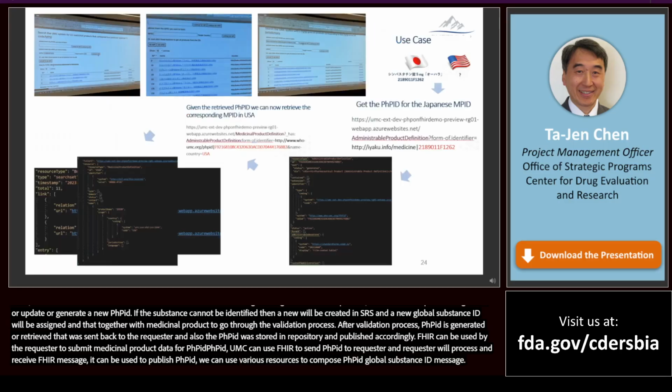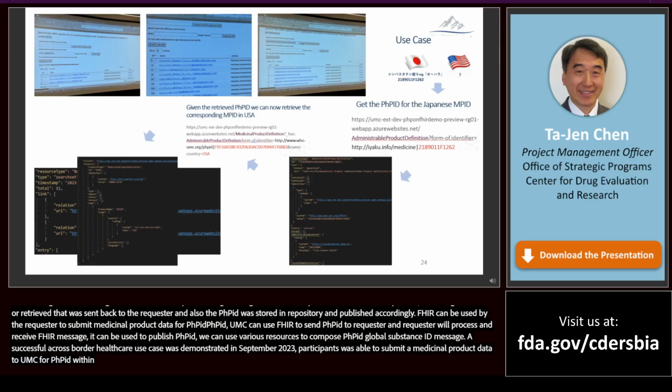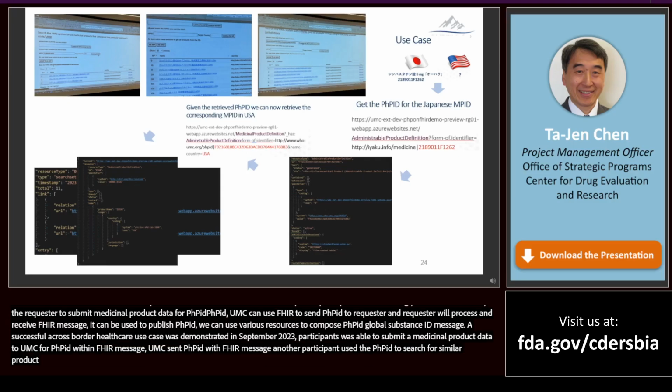A successful GIDWG cross-border healthcare use case was demonstrated in September 2023 HL7 Connectathon. Participants were able to submit Japanese medicinal product data to UMC for PhPID using a FHIR message. UMC sent back PhPID with a FHIR message. And another participant used the PhPID to search for similar products in the US Medicinal Product Dictionary and retrieve complete medicinal product data in FHIR format.